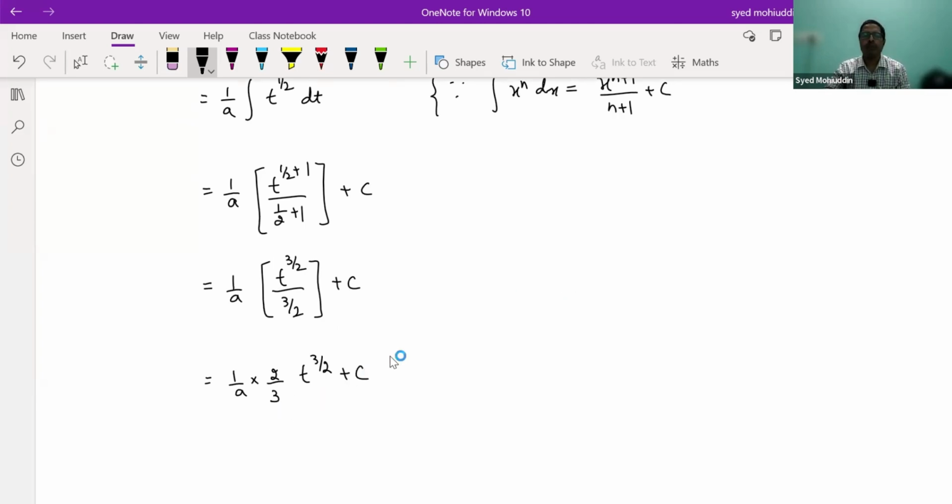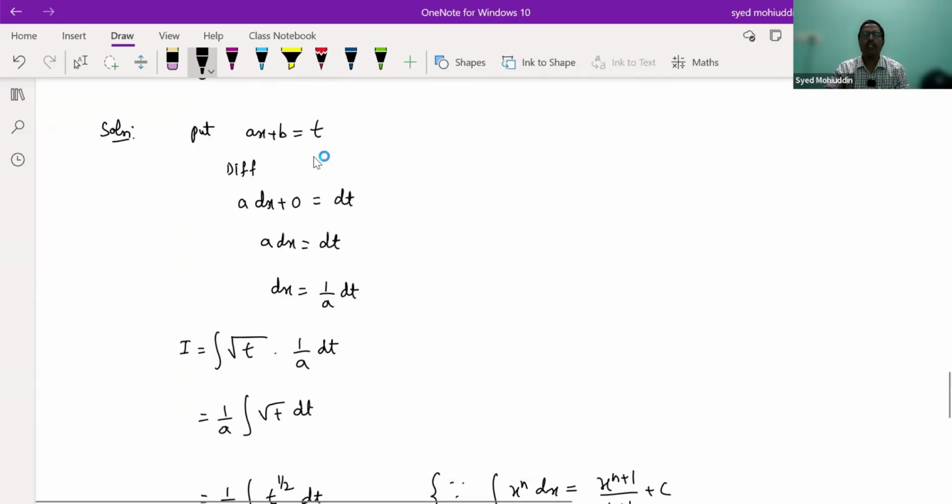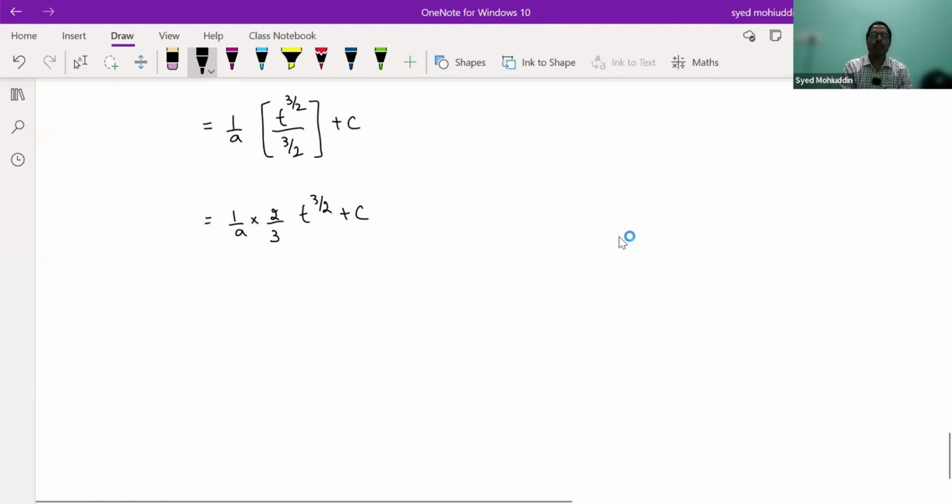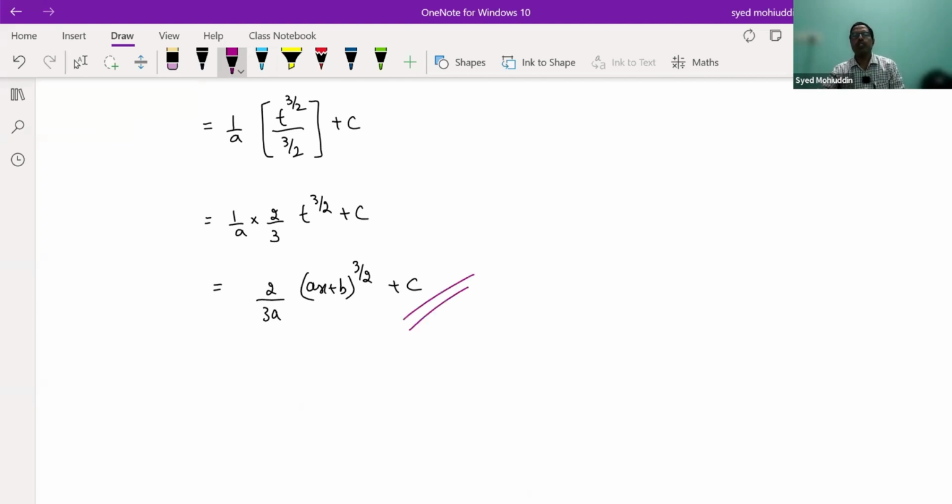But what is the value of t I had taken? The t value I had taken as ax plus b. So plug in that value back there as ax plus b. So this t will be ax plus b to the power of what? To the power of 3 by 2. And here 2 times 1 will be 2 divided by 3 into a will be 3a, plus the constant of integration c. So that will be the required solution.